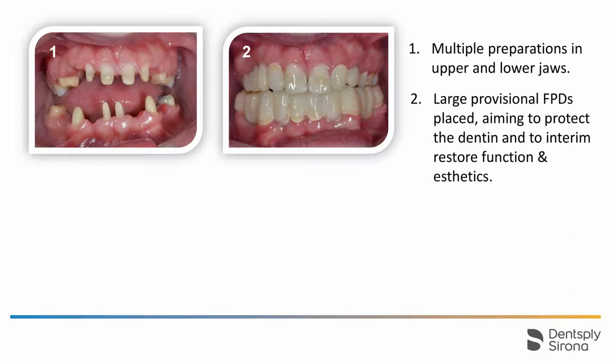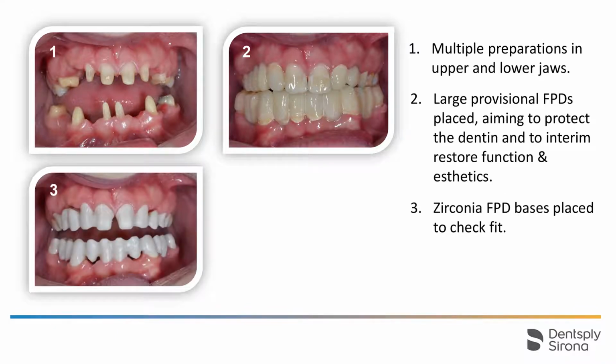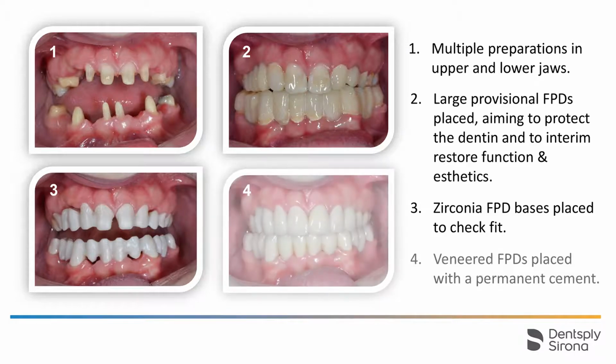A provisional restoration is then fabricated to bridge the time between sessions. Provisional cements are used for this. Provisional cements, however, are not a subject of this training course. The fit for the restoration is checked at the so-called framework try-in. All ceramic zirconia FPD frameworks are shown here. The porcelain veneered restoration is then permanently fitted.